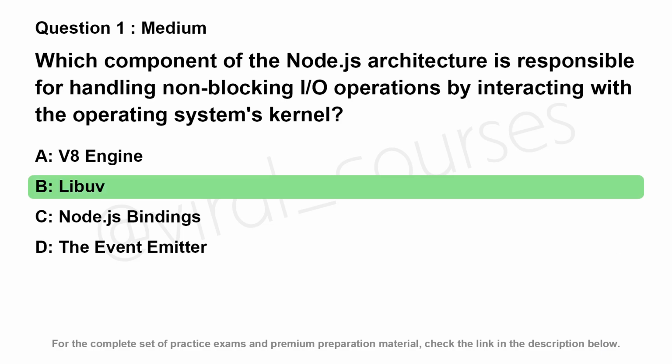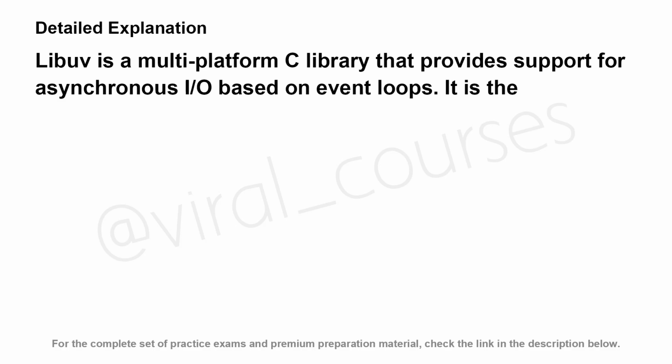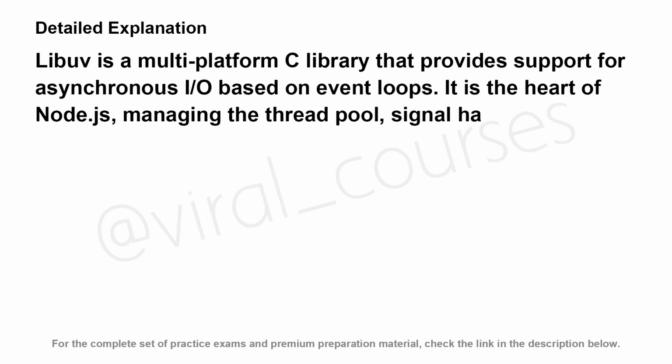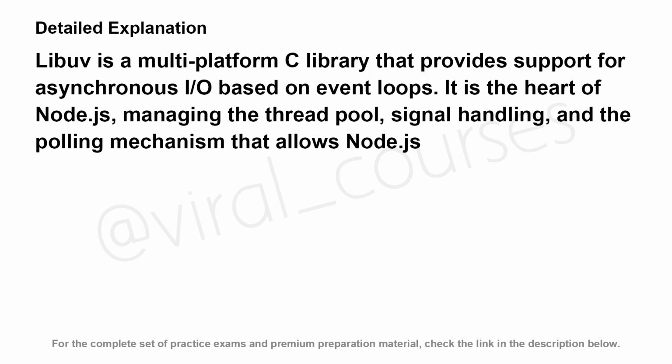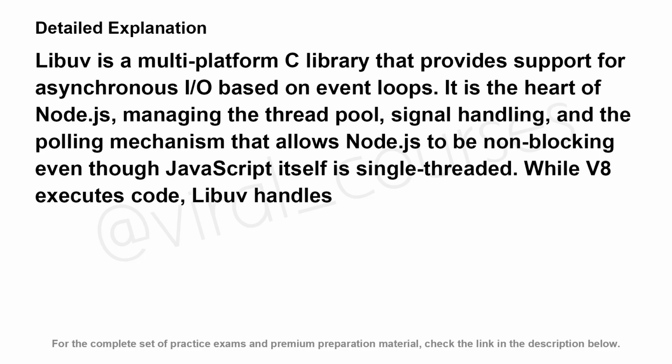The correct answer is B. libuv is a multi-platform C library that provides support for asynchronous I/O based on event loops. It is the heart of Node.js, managing the thread pool, signal handling, and the polling mechanism that allows Node.js to be non-blocking even though JavaScript itself is single-threaded. While V8 executes code, libuv handles the actual I/O tasks.